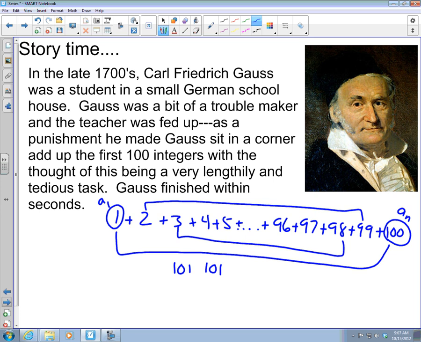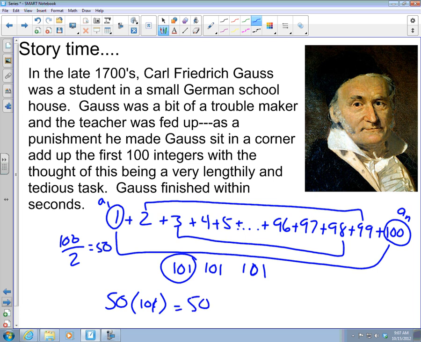3 and 98, also 101. So working with this pattern, how many 101s would we have? Well, how many terms do we have altogether? 100. What's half of that? 50. So if I took 50 and multiplied it by 101, I'd have the total sum of all these numbers, which is 5,050. Well, basically what Gauss figured out was a little pattern he could use for adding up sequences.